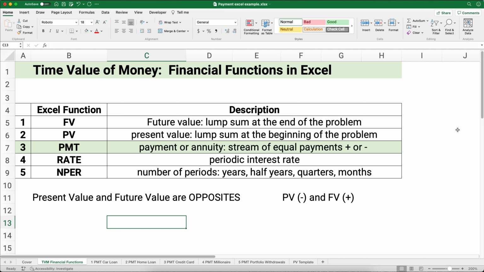We're always going to work with either years or half years or quarters or months. So make sure you know if it's a monthly problem, it's not 5 years, it's 60 months. Now just one note before we get started, present value and future value are opposites, and so a lot of times present value is negative and future value is positive.